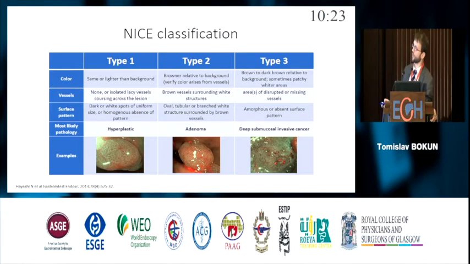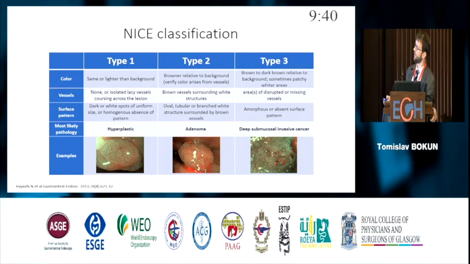In the type 1 lesion, the color is the same or lighter than the background, and for the vessels, there are no vessels, or there are isolated lacy vessels that are crossing the lesion. For the surface pattern, there are white or dark spots of uniform size, and the most likely pathology, as I said, is hyperplastic. In type 2 lesions, they are browner relative to the background, and brown vessels are surrounding white structures that can be oval, tubular, or branched, and this is a typical adenoma, so a NICE type 2.